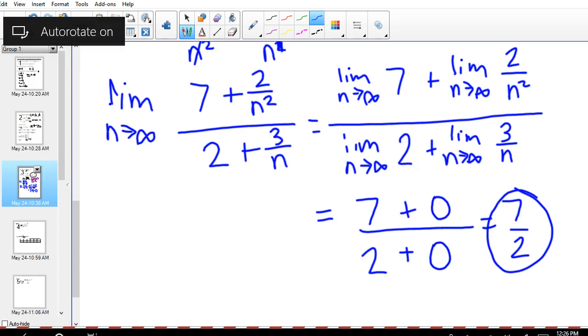So if you were to look back at Desmos, the value that it was getting closer and closer to was 3.5, which is 7/2. So as those n values get bigger and bigger, the fraction is going to get closer and closer to 7/2. It's never going to go above that.